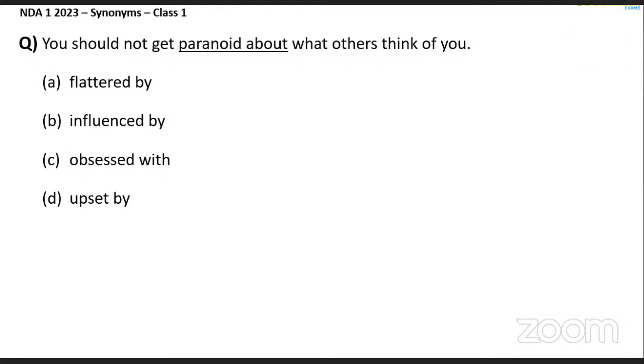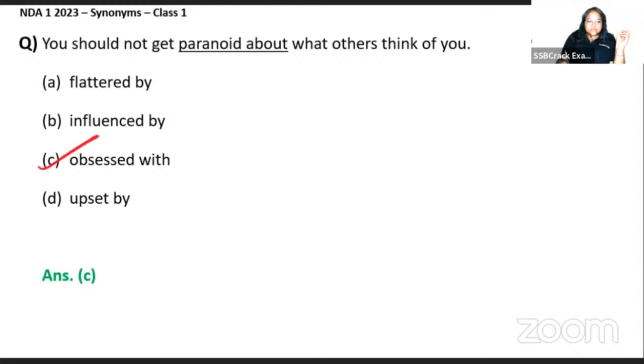Option B, influenced by. Others? Option A, no. Option C. Obsessed with. Option D, upset by. Option C is the correct answer.